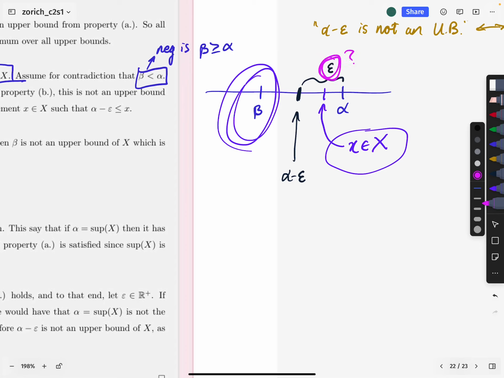How do I get this epsilon? What value of epsilon would guarantee me that alpha minus epsilon is in between beta and alpha? So I need to name a specific epsilon, or otherwise this proof is not airtight. So what epsilon does this job?